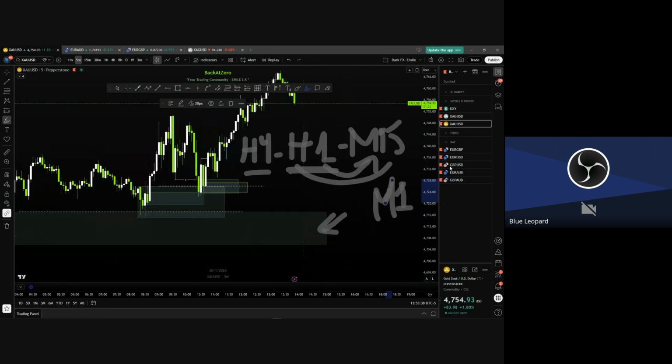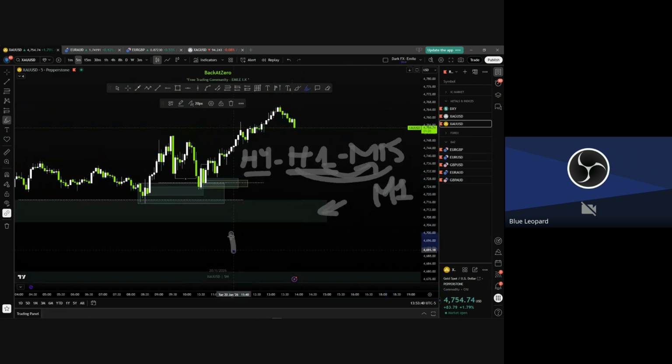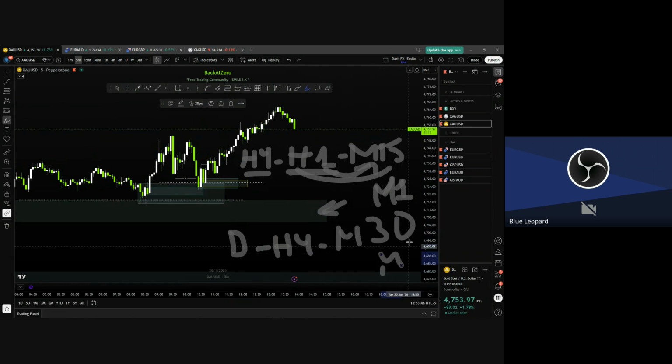Before it was daily, H4, M15, and then we entered on M5. You see the difference?